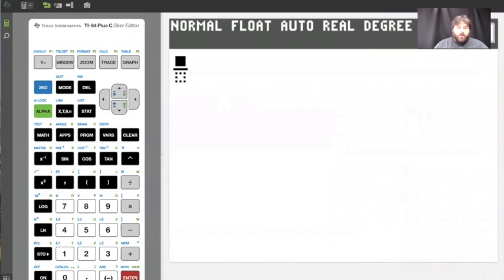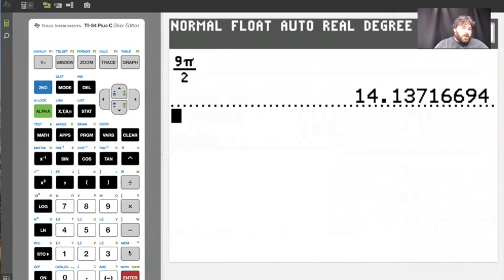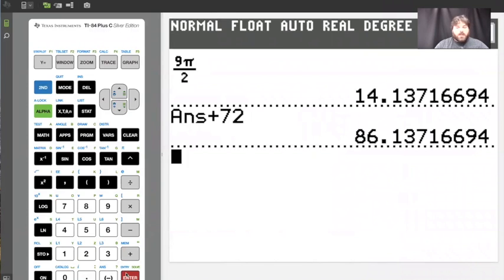So you can go to alpha y equals and make a fraction. 9 pi, pi is right here. It's the second function of this caret over 2. Then you'd hit enter, you get a decimal, you add 72 to it, that would be your decimal answer, 86.13. So it just depends on how they present the answers, if they're in decimal form or if they're some kind of simplified form.